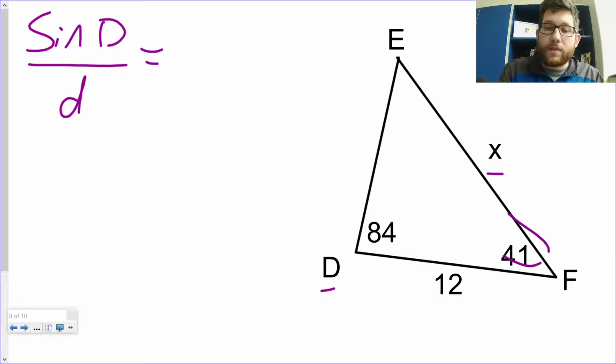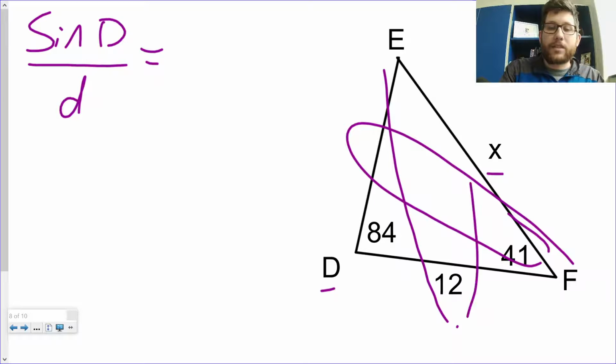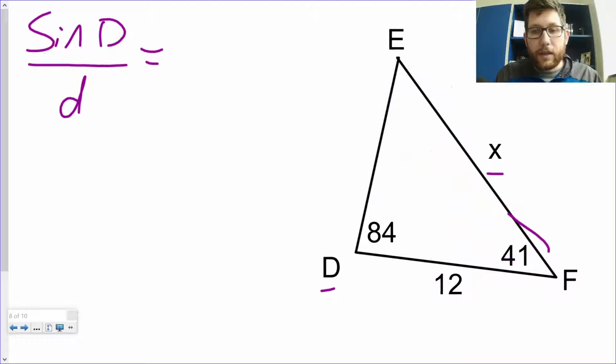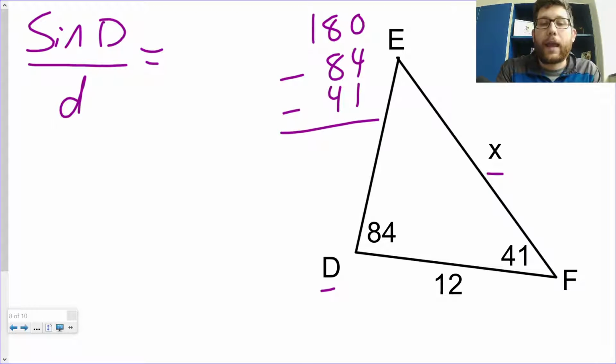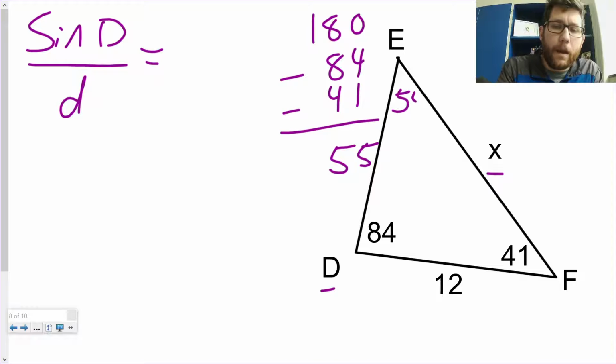But this one is matching the side. This one is matching the angle. So what am I going to do here? Well, how about I solve for the missing angle? So what I'm going to do real quick is I'm going to do 180 minus 84 minus 41, all right? And that ends up being 55 degrees, unless I did it wrong in my head, but I don't think I did. That looks like 55 to me. All right, so 55 degrees.